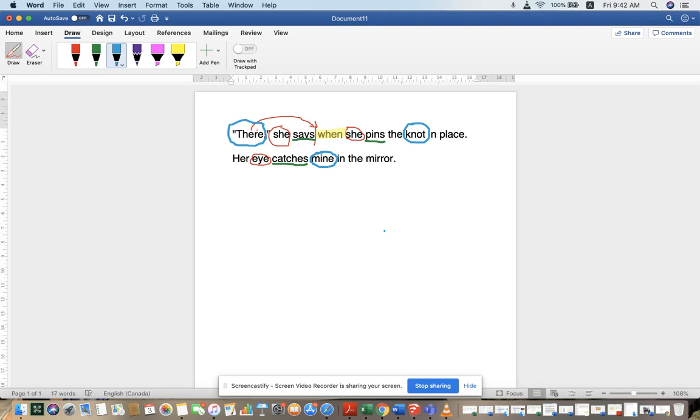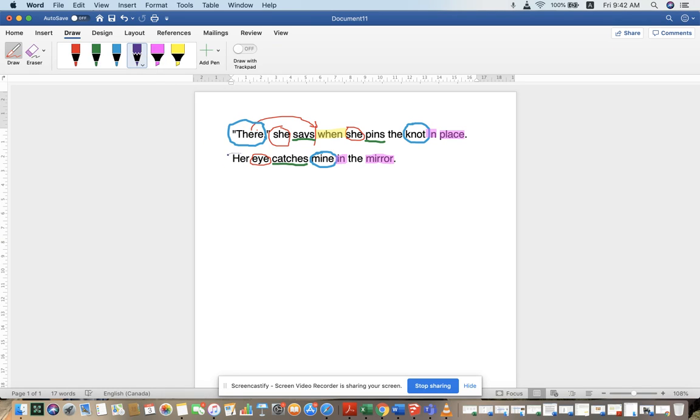The rest is just additions. In this case, they are either going to be possessives or, my favorite case of all, the object of the preposition. So is there an object of a preposition in the first clause? No, we've done this one. Would there be an object of the preposition in the next one? Yes, because she pins the knot. In what? In place. There's the object of the preposition, place. And her eye catches mine in what? In the mirror. Perfect. So you got your objects of the preposition.